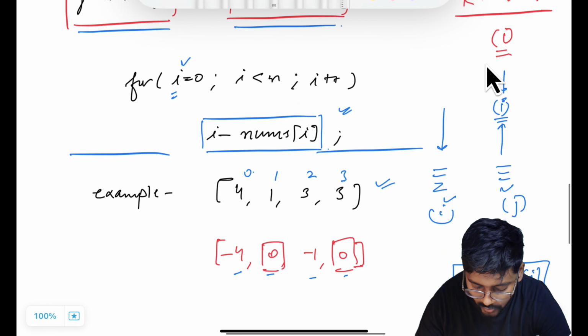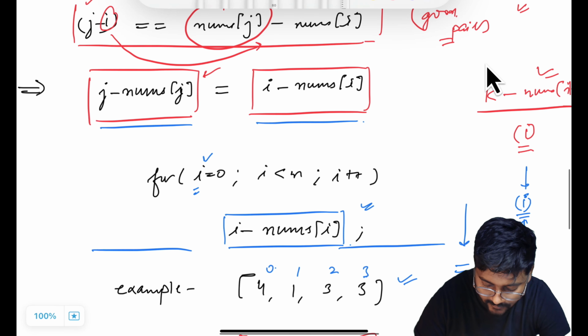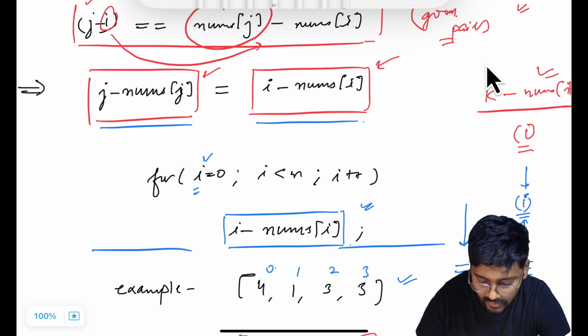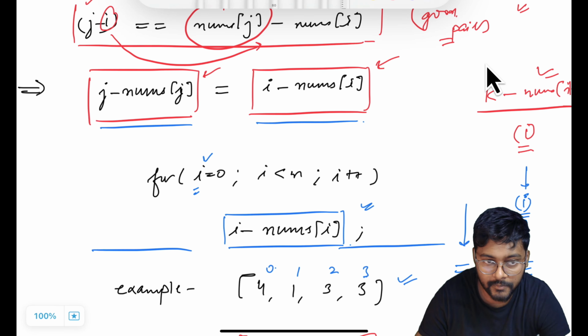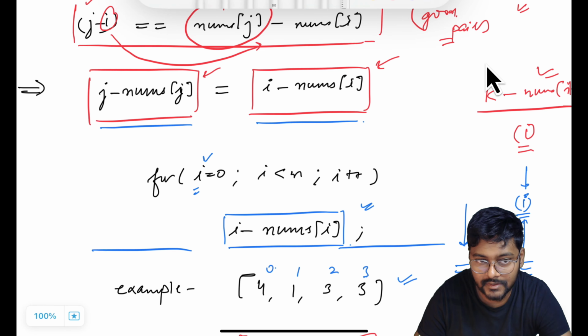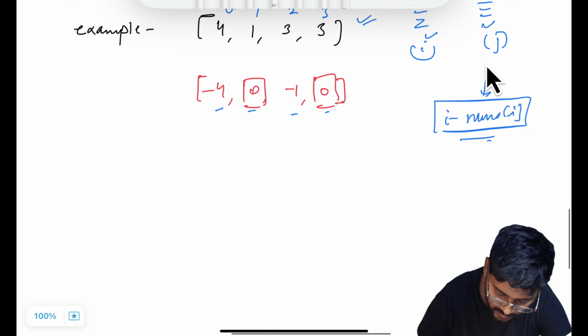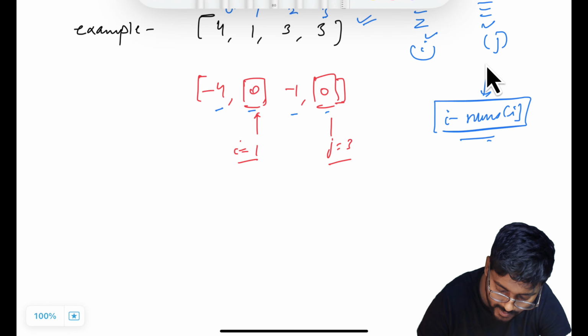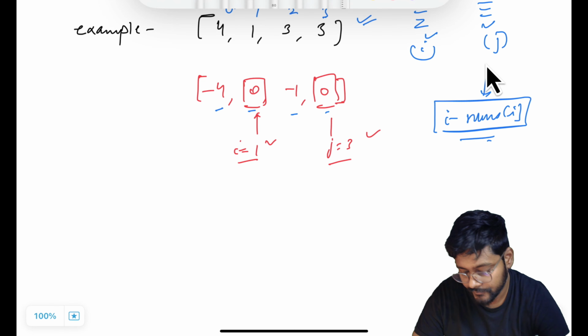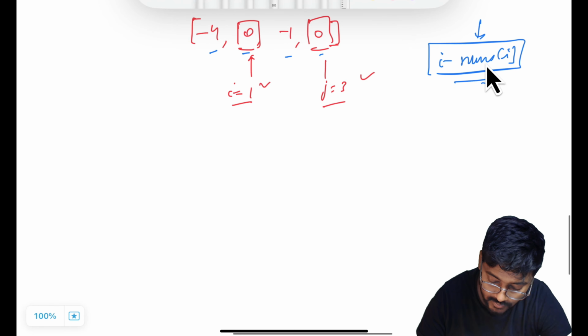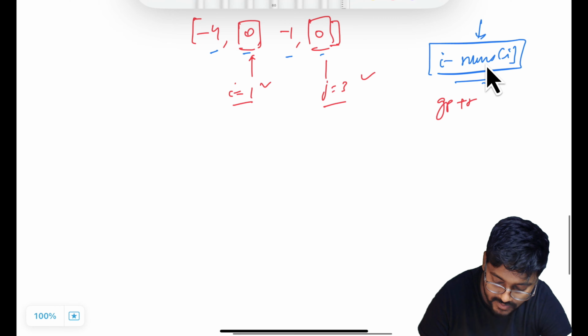Okay, and this is following this condition. And if these values are equal for two different indexes, then those indexes are going to form a valid good pair. So here in this case, index i equal to 1 and j equal to 3 are going to form a good pair. Okay, so good pair plus plus in this case.